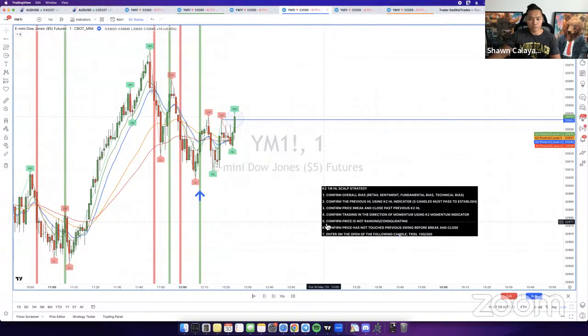Lastly, you want to confirm that price is not ranging or consolidating. You can see that price is no longer ranging. It was ranging prior, but you can see here that price actually broke past it. So it's no longer ranging at this point.